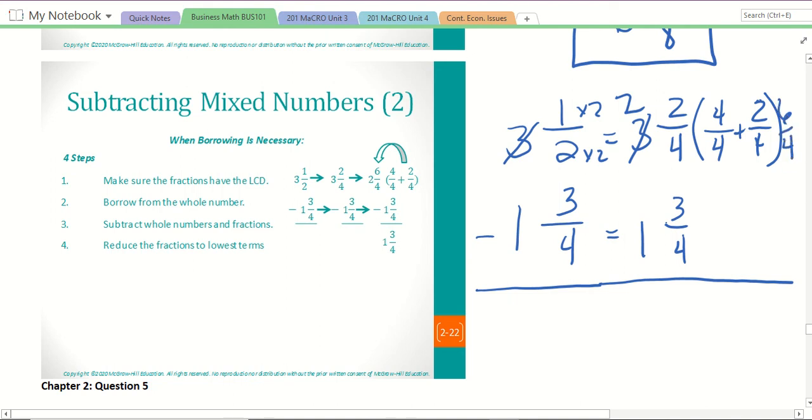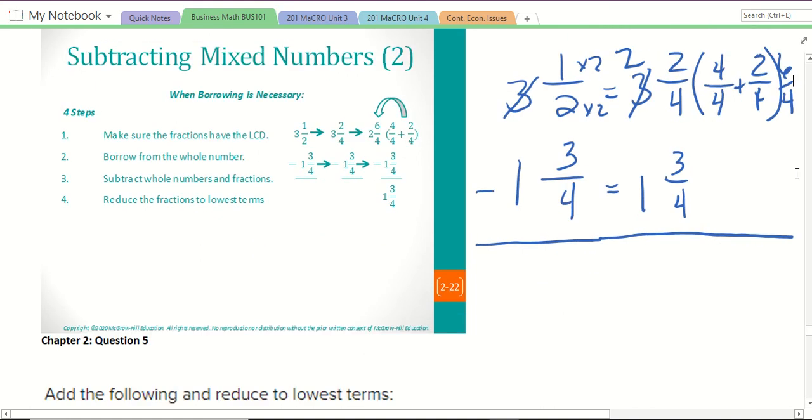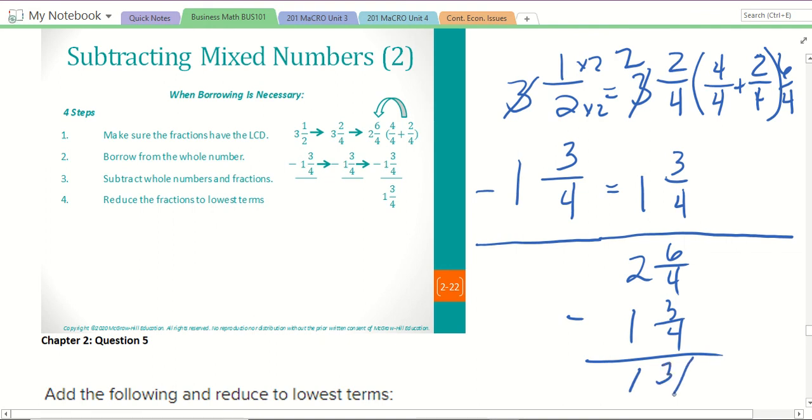Okay. So now I can do my subtraction. Now I can do 2 and 6/4 minus 1 and 3/4. And now I get 1. 6 minus 3 is 3 over 4. So 3 and 1/2 minus 1 and 3/4 is 1 and 3/4.